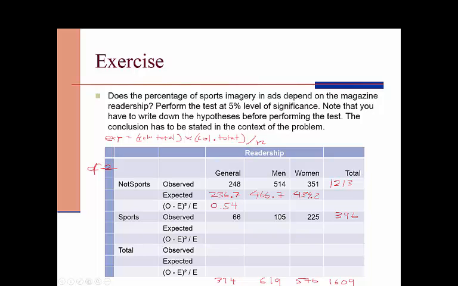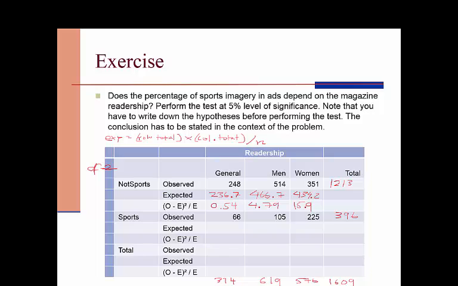We have the observed value, which is 514, minus the expected value, 466.7, square that difference, divided by the expected value, 466.7. That is 4.79. One more, the females. So the observed value, 351, minus the expected value, 434.2, square that difference, divided by the expected value, 434.2. Okay, so 15.9. Can you do the same for the bottom row?